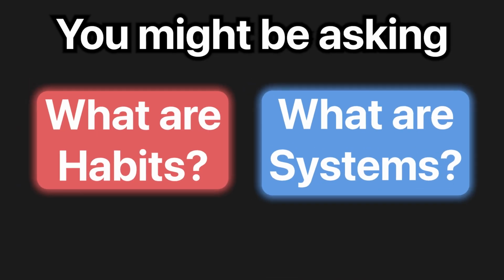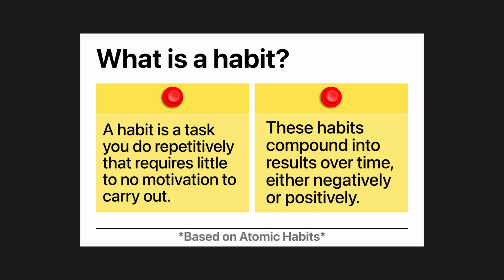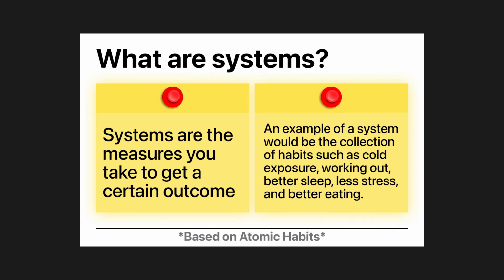You also might be asking, what are habits and what in the world are systems? A habit is simply a task you do repetitively that requires little to no motivation to carry out. These habits compound into results over time, either negatively or positively. On the other hand, systems are the measures you take to get to a certain outcome.